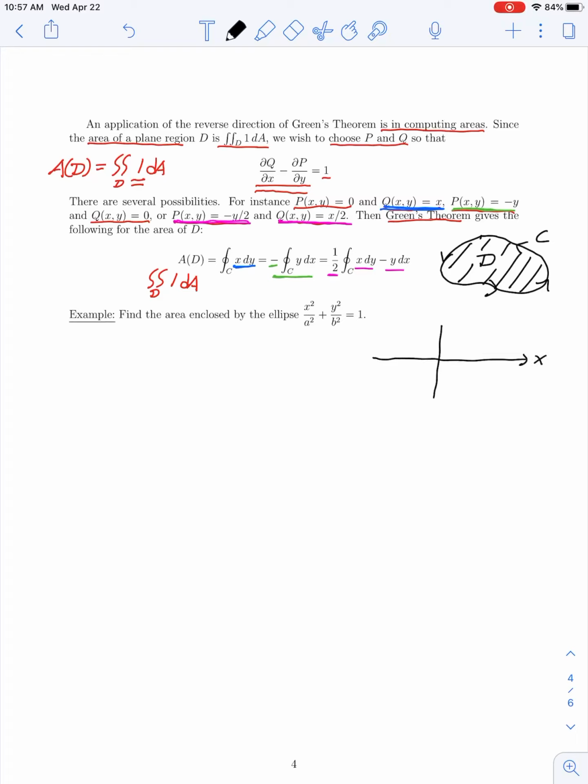So here in the xy plane, we would have an ellipse where our x-intercepts would be found by setting y equal to 0. So we would have x squared equals a squared, or x is equal to positive or negative a. And our y-intercepts would be found by setting x equal to 0. So we would have y squared is equal to b squared. So our y-intercepts would be positive or negative b. So we have the ellipse, which is passing through those intercepts.